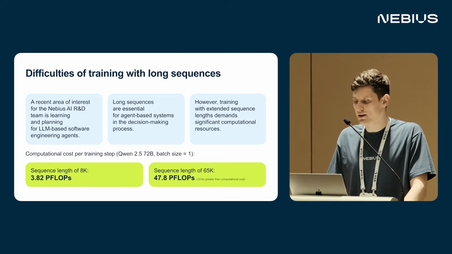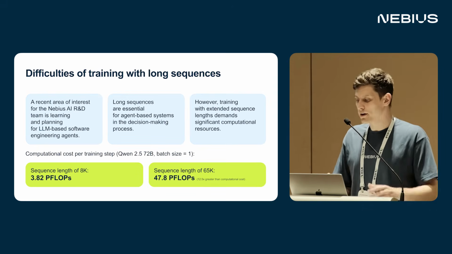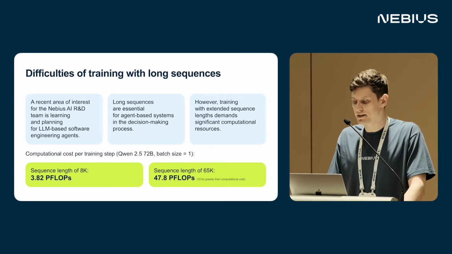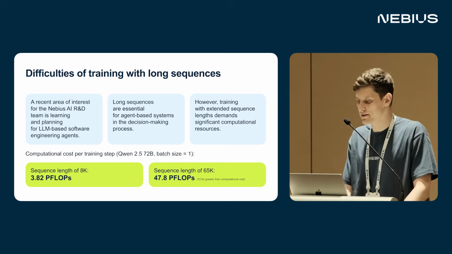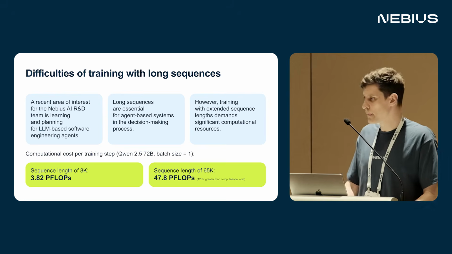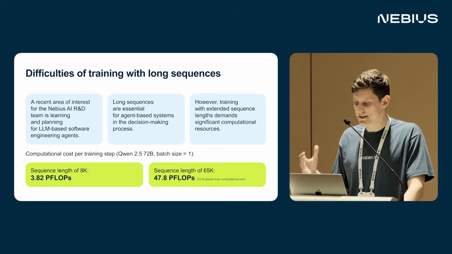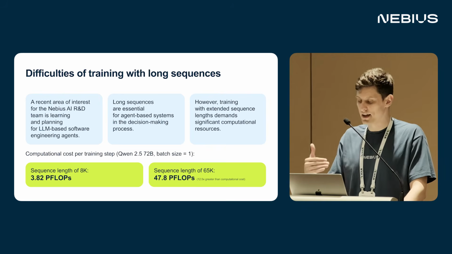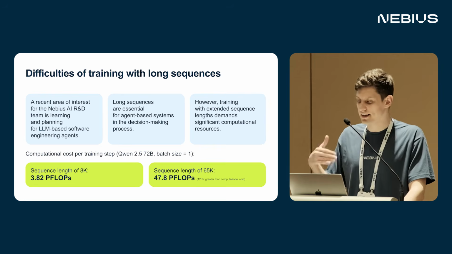Okay, let's talk about the why behind needing efficient attention. One of the things our research and development team is focusing on is training large language model-based agents, in particular software engineering agents, with reinforcement learning. Working with long sequences is essential here because an agent-based system needs to rely on all previous steps to make the correct decision. But training with long sequences is very computationally expensive.